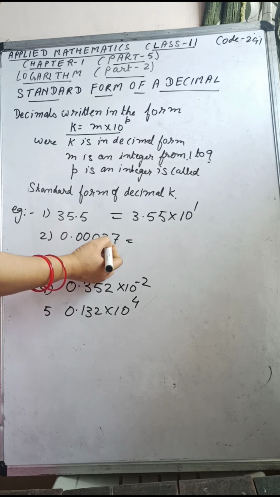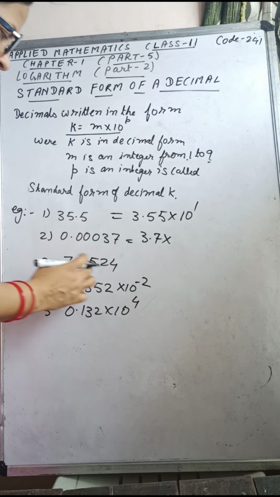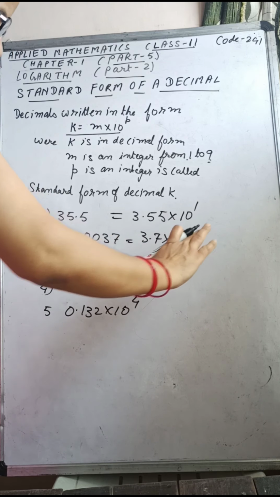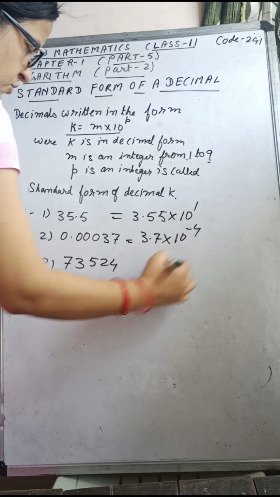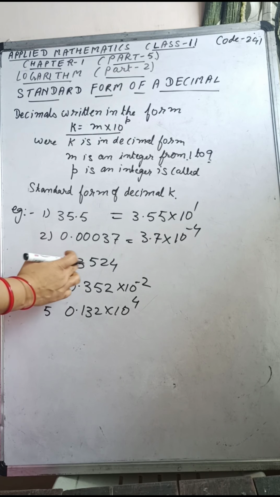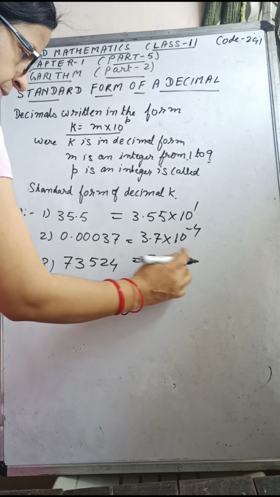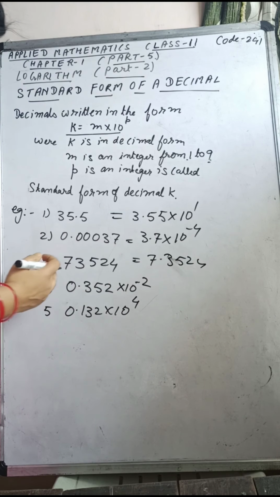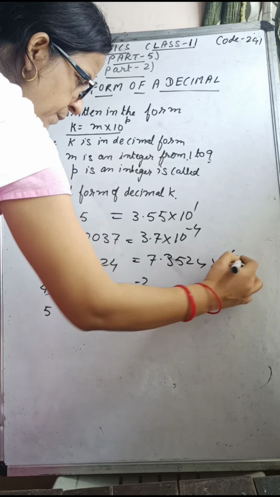Now over here we will be putting the decimal over here. So 3.7 into, now I have put the decimal over here. So how many places right side I have moved? 1, 2, 3, 4. So it will be 10 to the power minus 4. Over here 73524. So I will be writing 7.3524. So how many left side? 1, 2, 3, 4. So into 10 to the power 4.